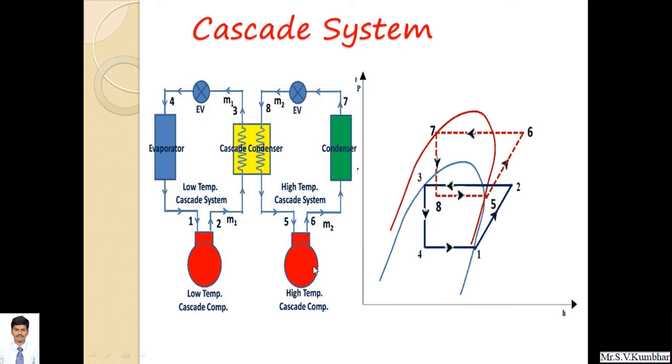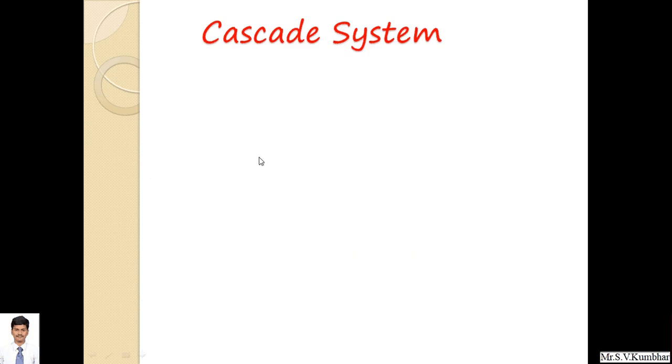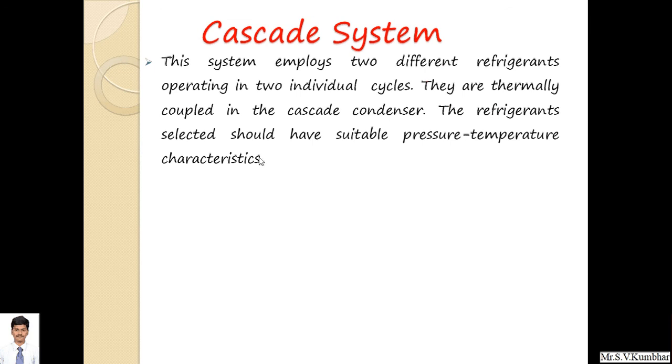And at the same time, in the high temperature cascade compressor, the refrigerant flows through the condenser, expansion valve, and then the evaporator. So the condenser of the first, that is the low temperature cascade, is nothing but the evaporator of the high temperature cascade. This is nothing but cascade. The condenser of the first refrigeration system is the evaporator of the second refrigeration system. So this system employs two different refrigerants operating in individual cycles. They are thermally coupled in the cascade condenser.